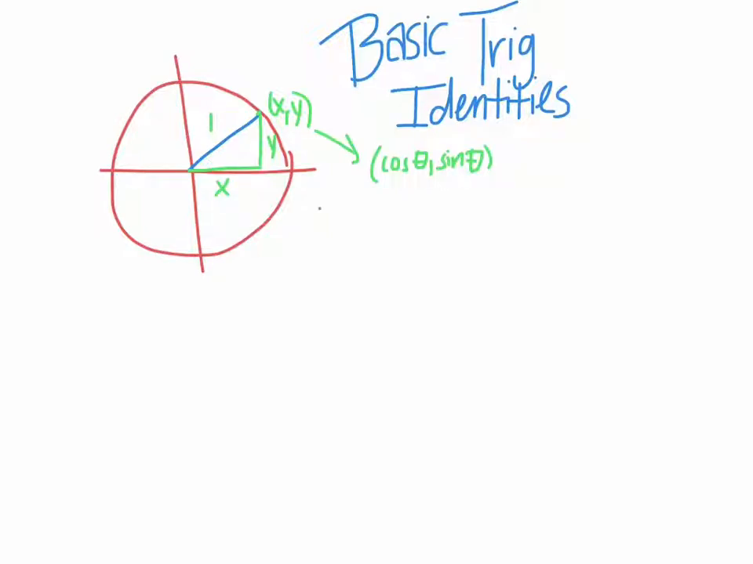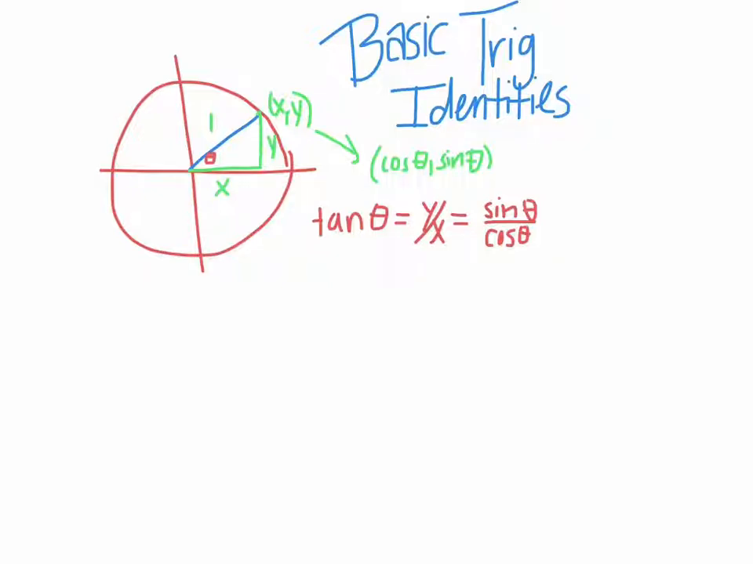This might have come up already, but I can't remember if it did or not. So here's tangent. We know from SOHCAHTOA that tangent is opposite over adjacent. I'm going to add a little theta right there. So opposite over adjacent in this case would be y over x. But you guys established last week that y is the same thing as sine, and x is the same thing as cosine. So that means that tangent is equal to sine over cosine.